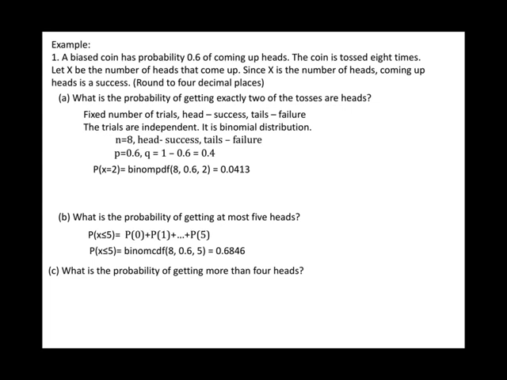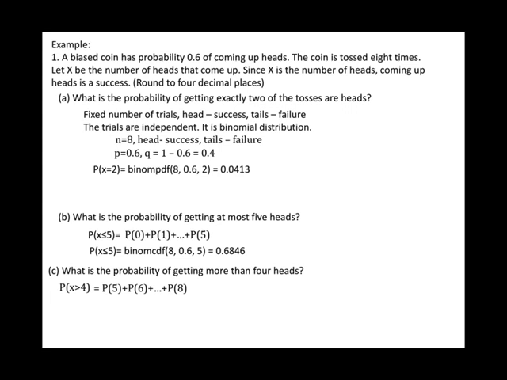Okay, C. What is the probability of getting more than 4 heads? Write it as an inequality. What is more than 4? That would be x greater than 4, right? So x greater than 4 means we are looking for P of 5, P of 6, P of 7, until P of 8.